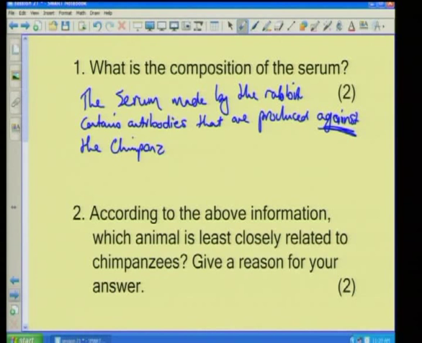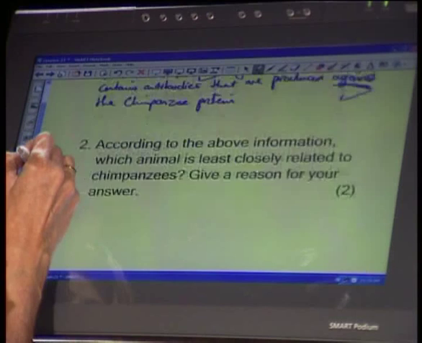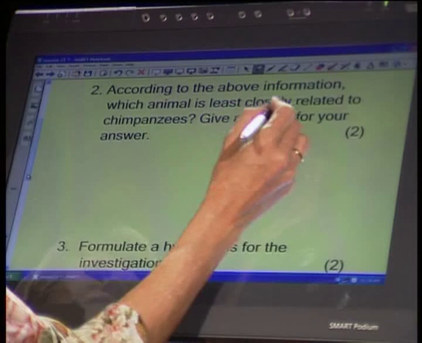Chimpanzee protein. Okay. So the serum of the rabbit contains the antibodies that are produced against it. And that's where your two marks are. According to the above information, which animal is least closely related to the chimpanzee? Give a reason for your answer.